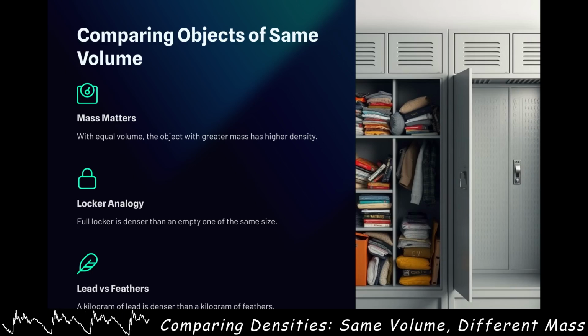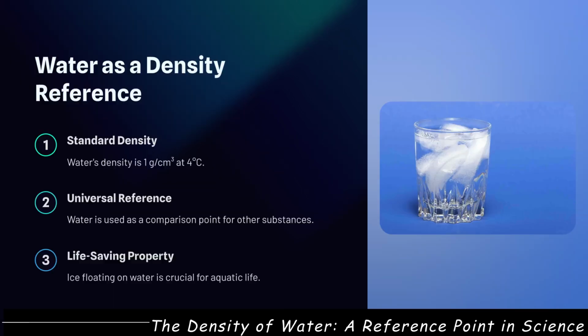Both lockers look the same from the outside, but if you tried to move them, you'd feel the difference real quick. This is why a kilogram of lead feels so much heavier than a kilogram of feathers. Even though they have the same mass, the lead is packing all that mass into a much smaller volume, making it much denser. Water has a density of 1 gram per cubic centimeter, at 4 degrees Celsius, 39.2 degrees Fahrenheit.